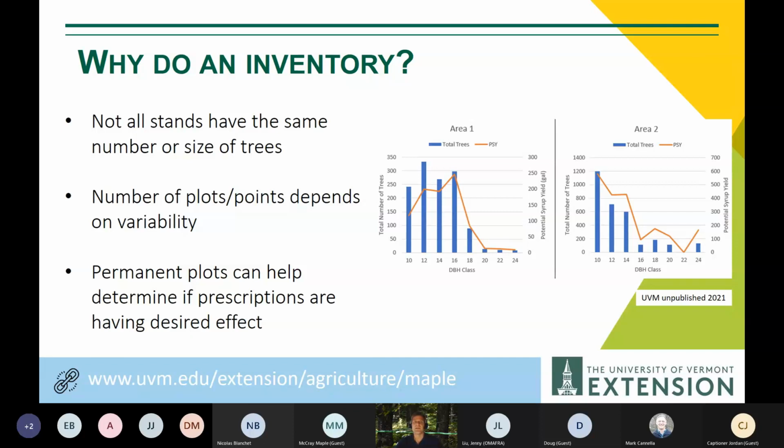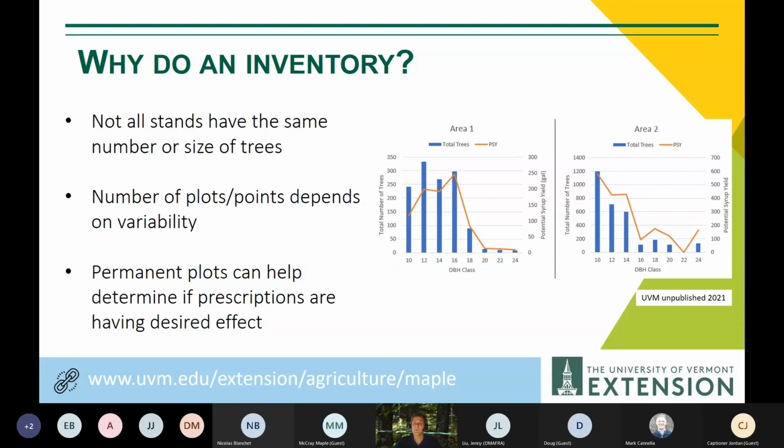Another interesting difference in inventory is the distinction between plots and points. And we're going to spend a lot of time a little bit later on in this talk teasing out the differences between plots and points. But the important thing to remember is the number of sampling places, be they plots or points, is really going to depend a lot of time on how variable those stands are. If you have a perfect uniform stand, they're all the same size, you really don't need as many points or plots as you would if there's a lot of variability between different stands. So we'll talk about that a little bit.